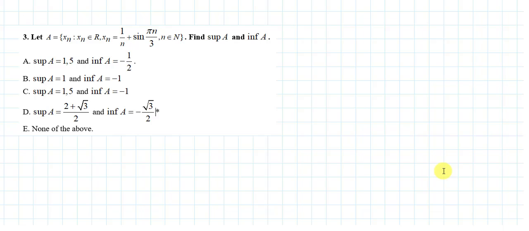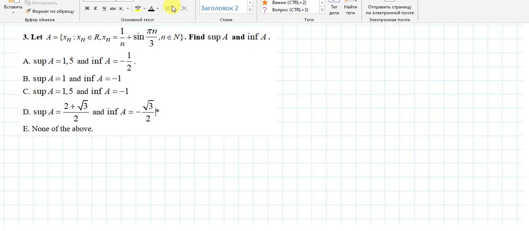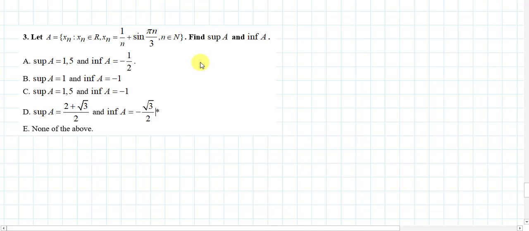And in addition, I want to show some quizzes on Supremum and Infimum. So let's consider the following set A, and here we need to find Supremum and Infimum of this set. So how to find the Supremum and Infimum here? The correct answer is D. Let me show how we can get this answer.